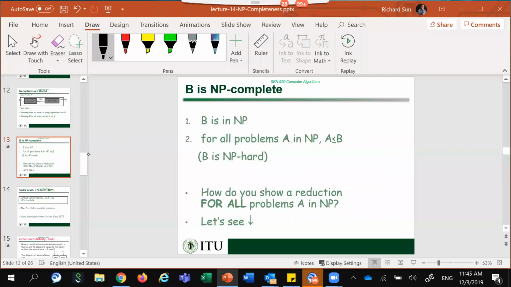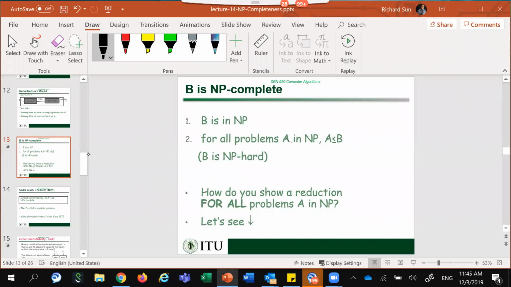Okay, so if we can prove that for all the problems in NP, A is polynomial time reducible to B, that means B is at least as hard as A. Then B is the hardest, right? Because B is as hard as all the problems, right?